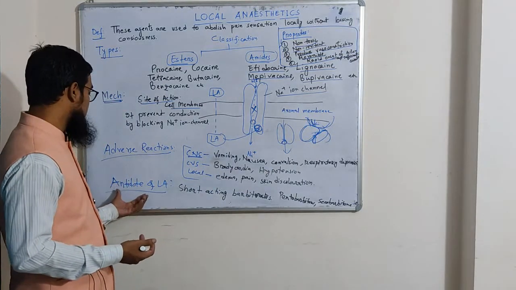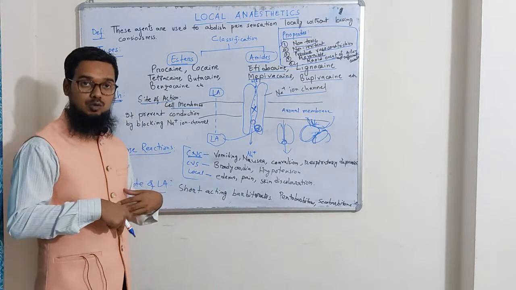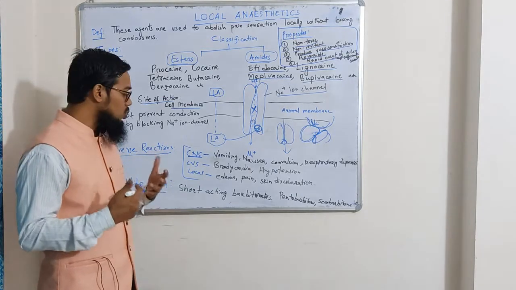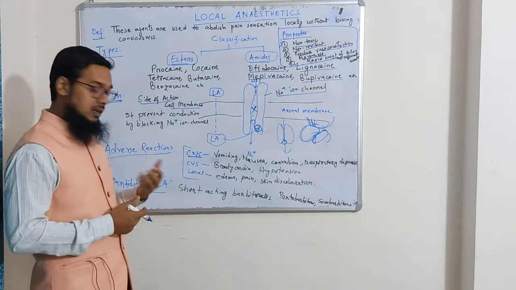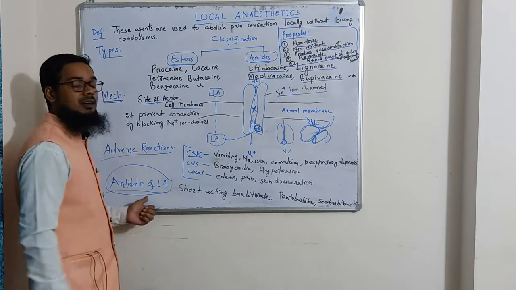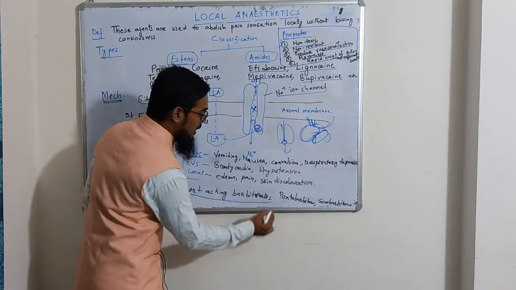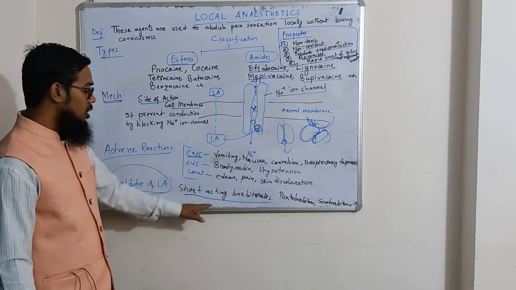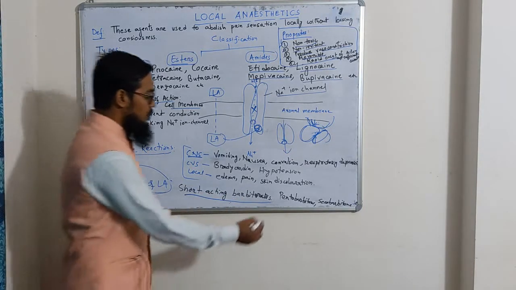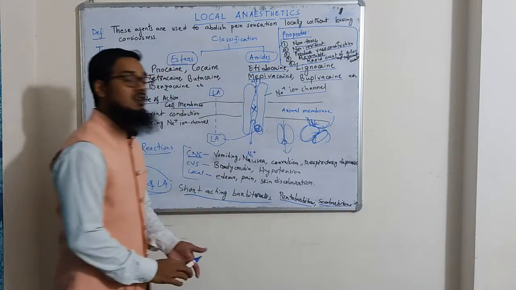If local anesthetics are given as an overdose, how do we give the treatment? In case of overdose, there is an antidote, generally a short acting barbiturate. Short acting barbiturates are called antidotes of local anesthetics, mainly pentobarbital and secobarbital. So this is a brief about local anesthetics.